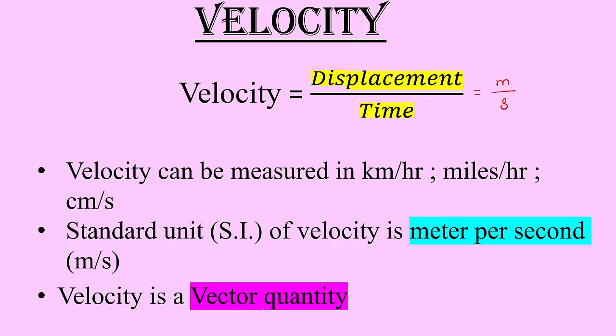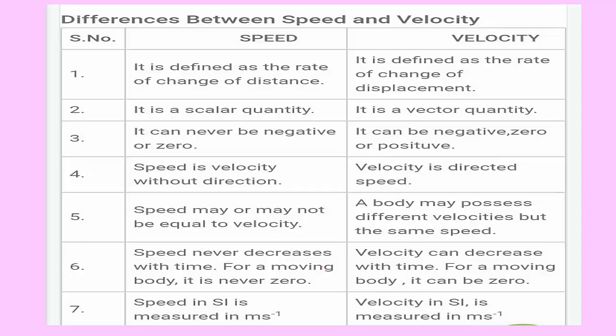And velocity is a vector quantity. So why is it a vector quantity? Because velocity has both magnitude and direction. So velocity is a vector quantity. Now we can observe the differences between speed and velocity.